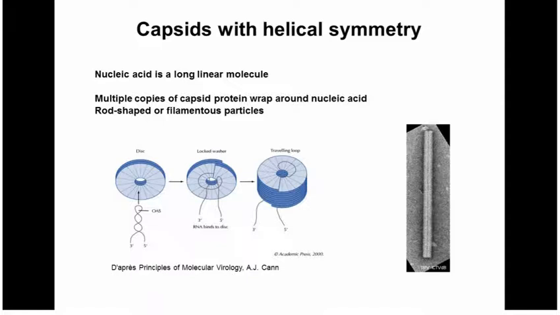So that's basically how a lot of plant virus, helical non-envelope virus capsids are formed. They have several thousand copies of one capsid protein that forms a helix around the nucleic acid.